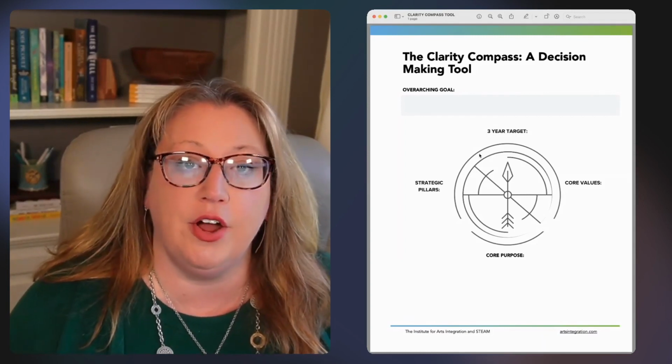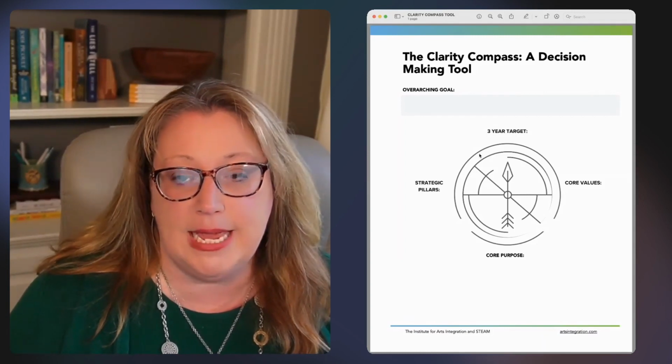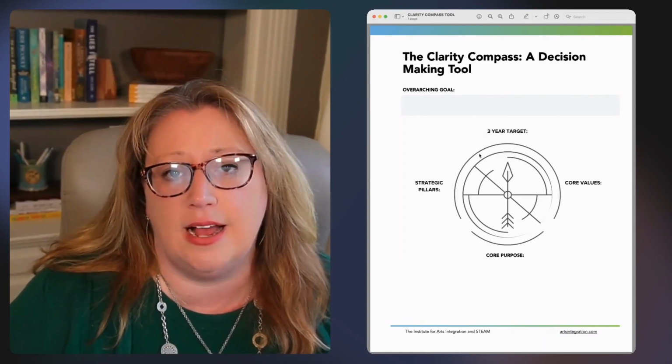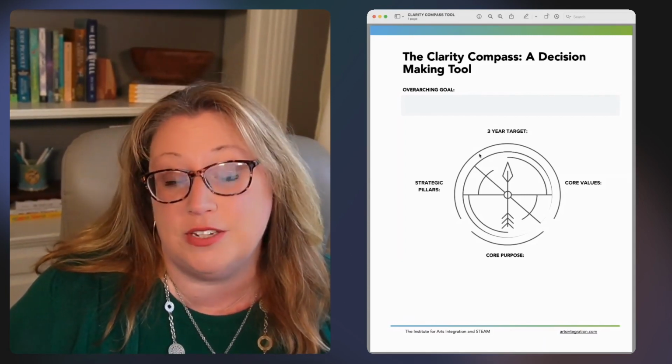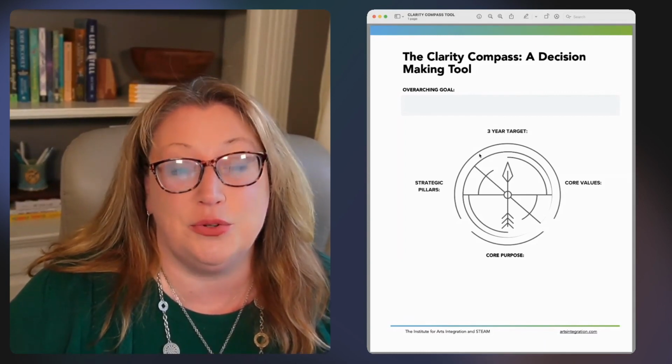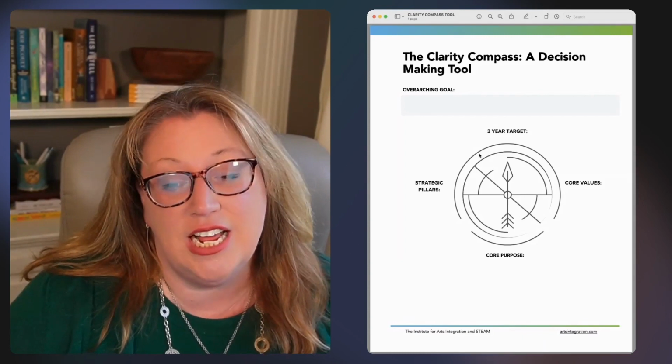So you start with your overarching goal, whatever it might be. For many business organizations, this is going to be a mission statement. For many schools, if you're using this as a leadership tool, that's going to be your school mission statement or your school vision.